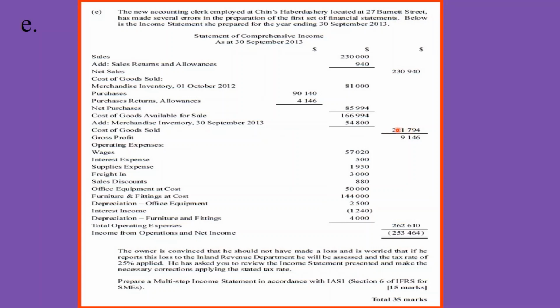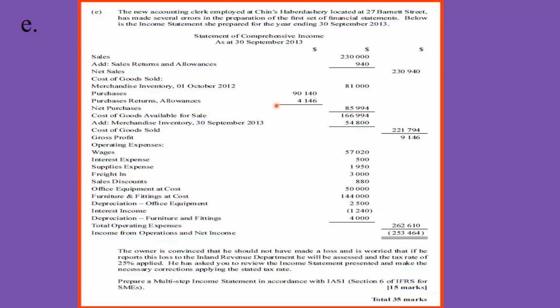So we will think that this figure is grossly overstated. And when we take the sales and we minus the cost of goods sold, we will get our gross profit or gross income. And then we have the operating expenses. Now, according to the IFRS, only the operating expenses should be here. The wages is okay. Interest expense should not be there. That is not an operating expense. Supplies is okay. Freighting should not be there. Freighting is a part of the purchases and should be added on there.